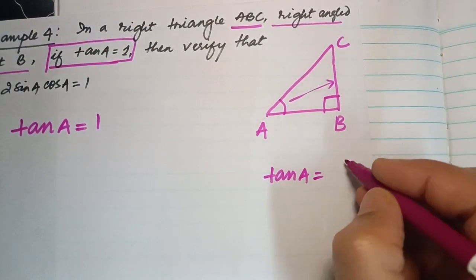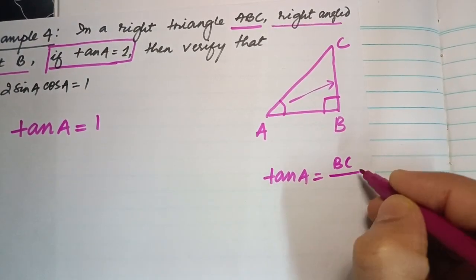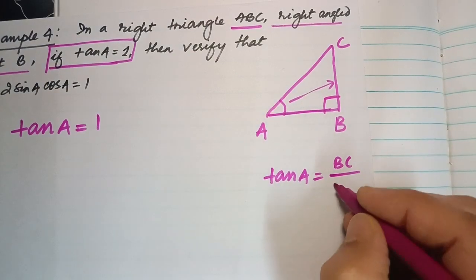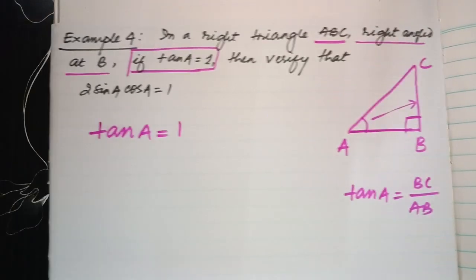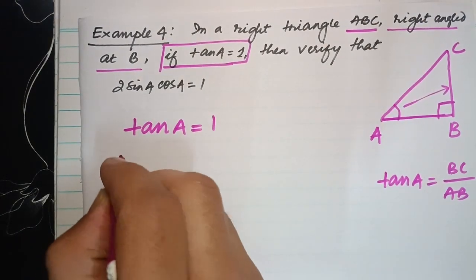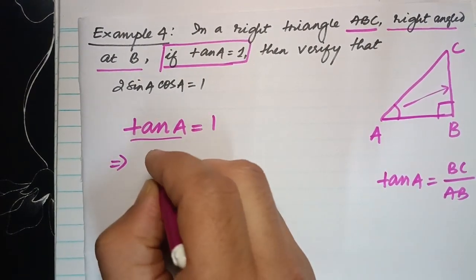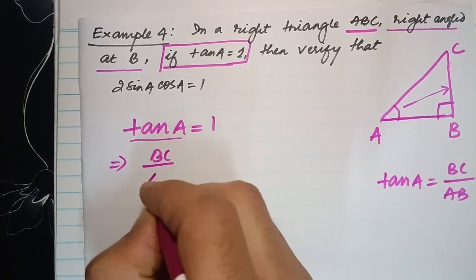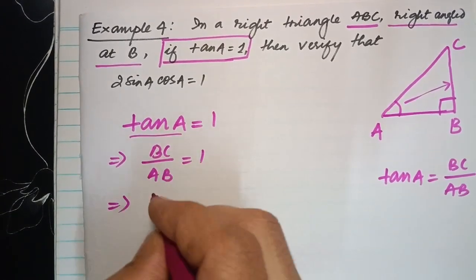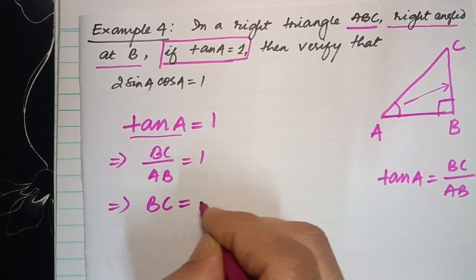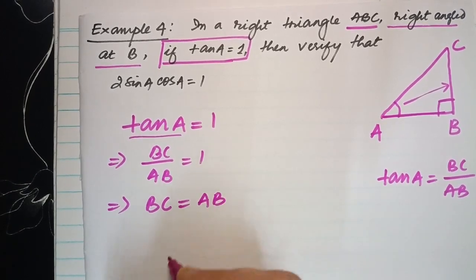This is your opposite side, which is BC, and that is base AB. This is your opposite side by base, which is your tan A. So in place of tan A, I can write it as BC by AB equal to 1. And if I cross multiply it, BC becomes equal to AB.